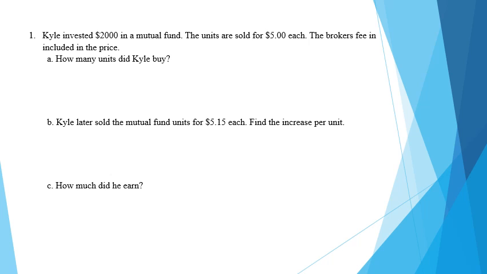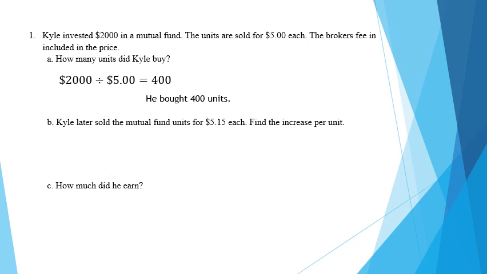So if he spent $2,000 and each unit was $5 each, in order to determine how many units he bought, we have to do a simple division. So how many times will $5 go into that $2,000? And we can see it's 400, which tells us he bought 400 units. So 400 units at $5 each will cost $2,000.